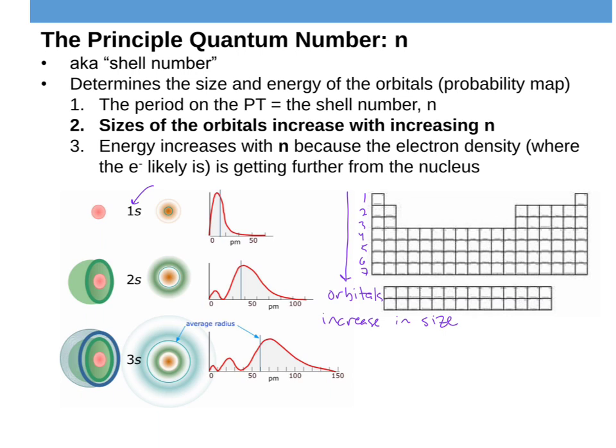So if you say a 1s, the 1 is the principal number. The 2, the 3. Those are the principal quantum numbers that are in front of those little letters. There are the s's, the p's, the d's, the f's. And so as you move down the periodic table, you get larger and larger and larger.